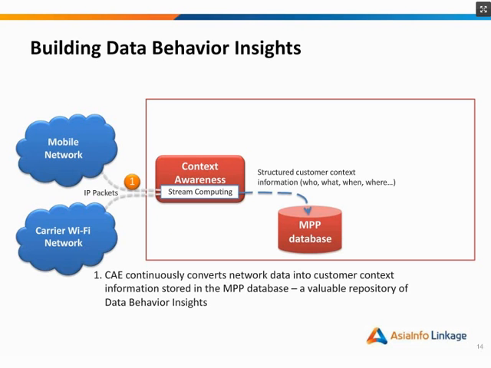Using a big data stream computing platform, what we call the context awareness engine, China Mobile can process all of the signaling and user data packets from both its mobile and its Wi-Fi network on the fly and convert that into meaningful data behavior insights, which it records in a database. In other words, they create records of which subscribers are accessing which content and which applications on which devices, when and in which locations. Typically they will store perhaps 2 months worth of historic data.